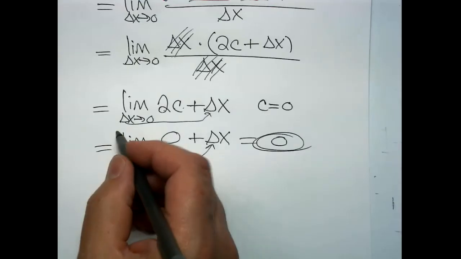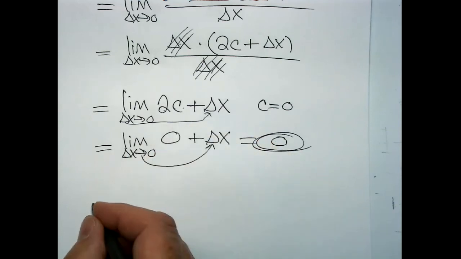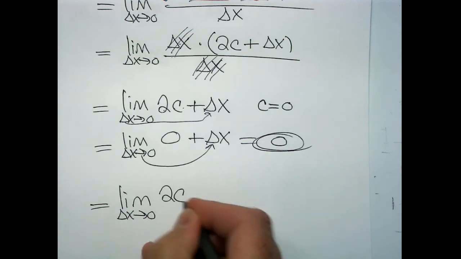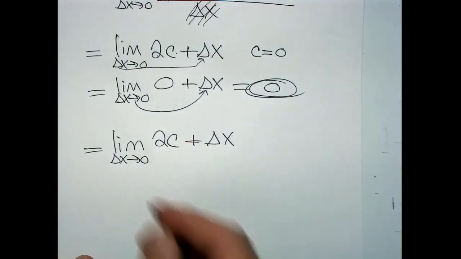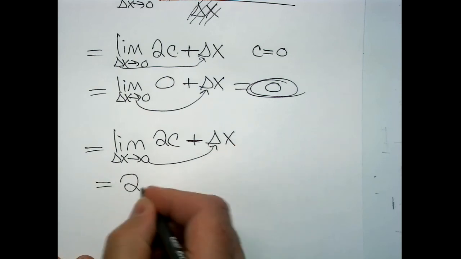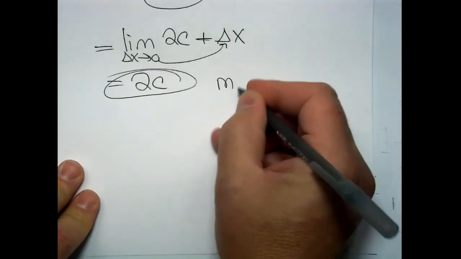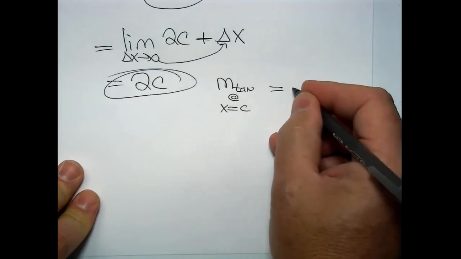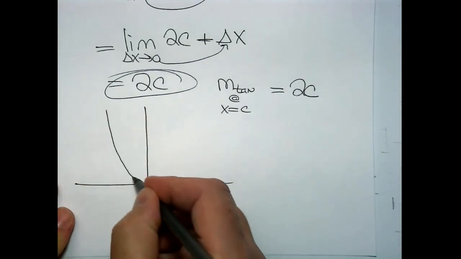Now, why was it such a good idea to leave c until the very end? Because in this formula here, the only delta x in there is this one. So setting that to 0, you get the limit to be just 2c. So what does that imply? That implies the slope of the tangent line at x equals c is 2c. So that means we can return to this curve, and we can do things like this.